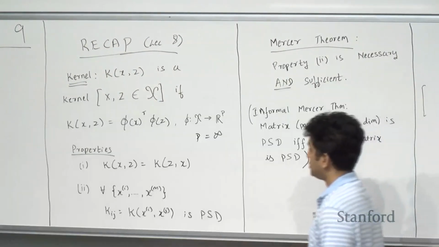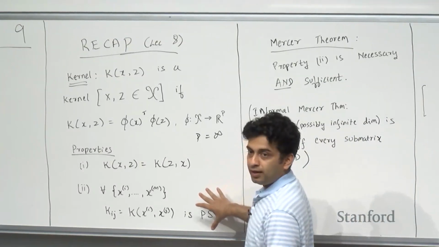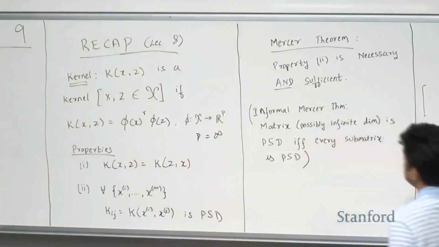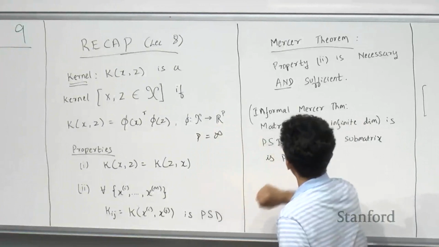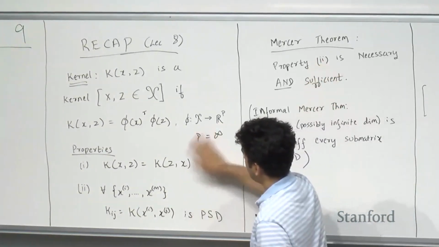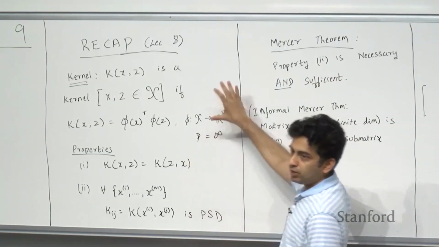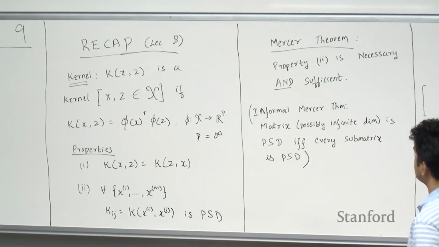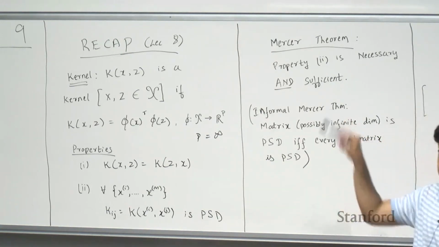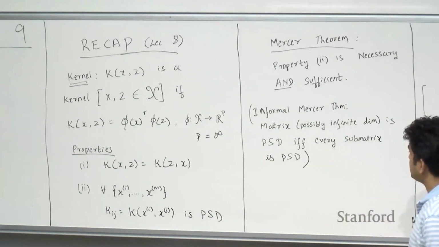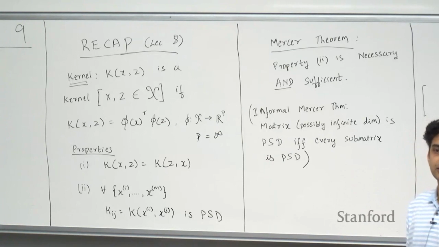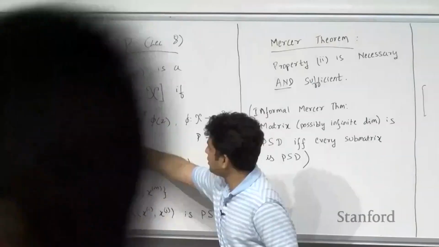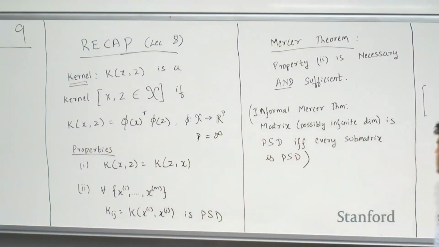So if you have a function k that satisfies this, then it necessarily must be a kernel, which means it can be represented in this way. So this was the definition of a kernel, and these are properties, and Mercer's theorem says we can go back and forth. This set of properties is equivalent to the definition of a kernel. An informal way of thinking about Mercer's theorem is that a matrix, which is possibly infinite by infinite dimension, is PSD if and only if every submatrix is PSD, right?